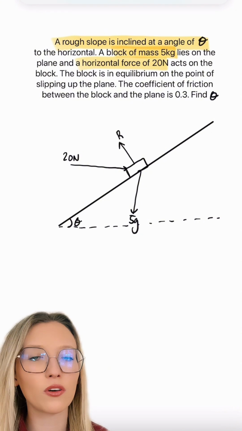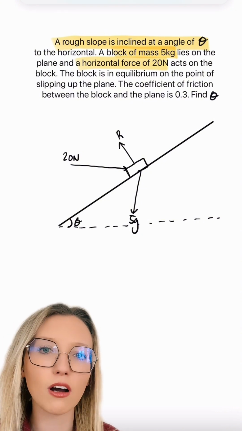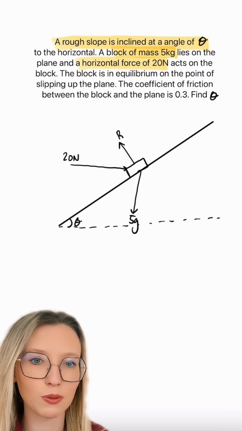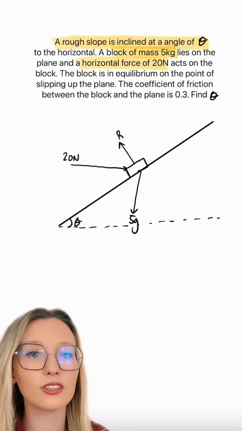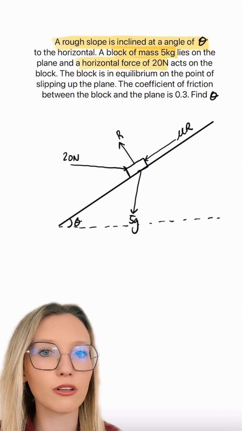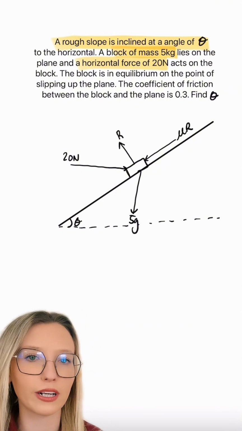And we know if we've got this horizontal force in this direction, our friction will be working in the opposite direction. That is parallel to the plane. So we can just draw this in like so. And that's going to have mu R. And we're told that the coefficient of friction between the block and the plane is 0.3.